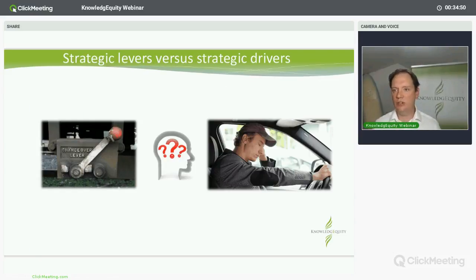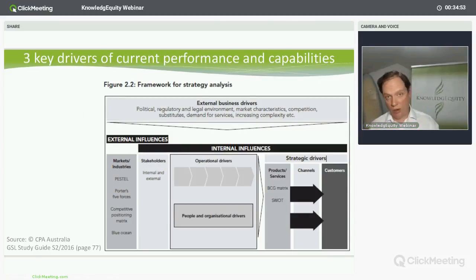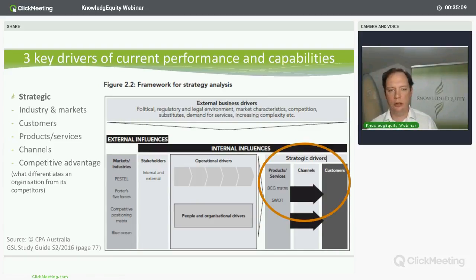Then we have this thing about levers versus drivers. It quite rightly causes confusion. It's just a bit complicated the way that the CPA have done it, and some people have advised them to change that, but it just unfortunately hasn't occurred yet. So we look back to module 3, and we're talking about this idea of strategic drivers, all right?